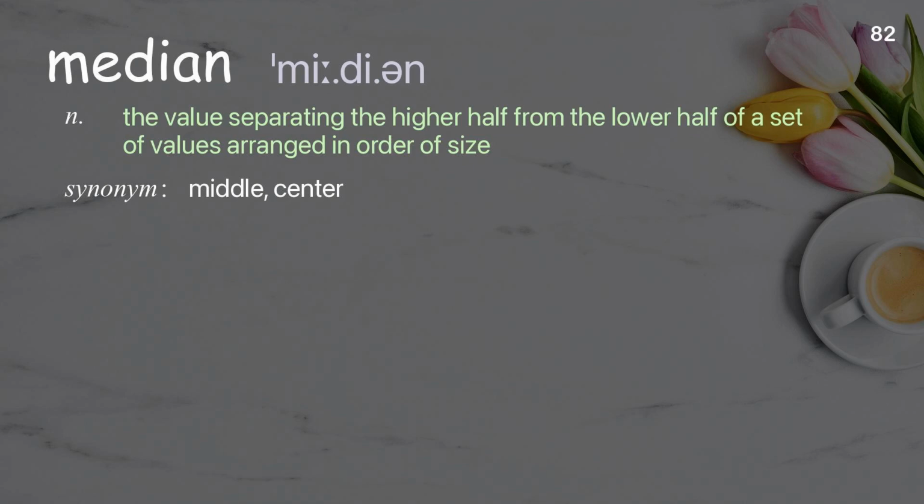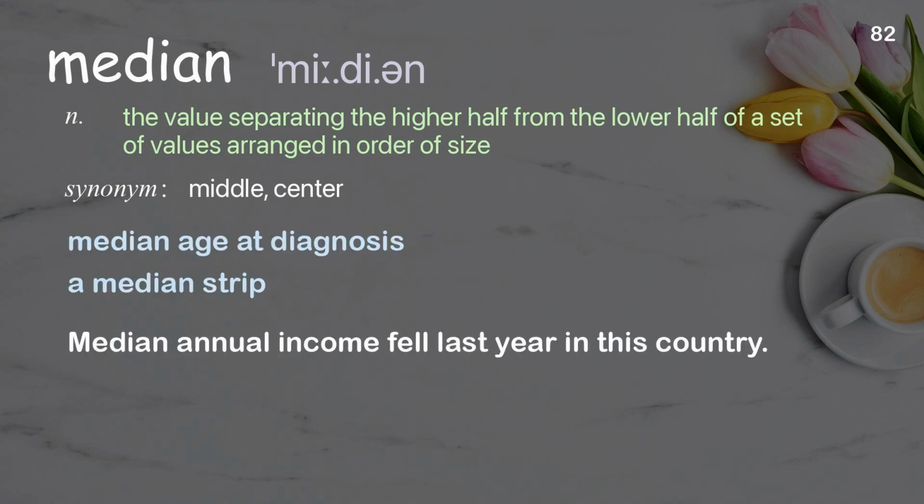Median. The value separating the higher half from the lower half of a set of values arranged in order of size. Examples: Median age at diagnosis. A median strip. Median annual income fell last year in this country.